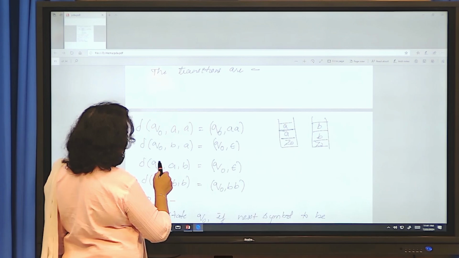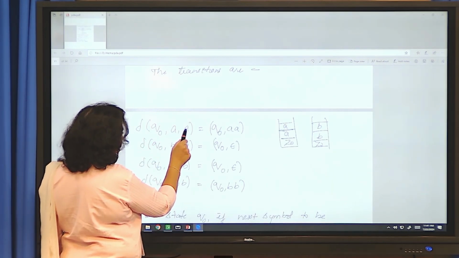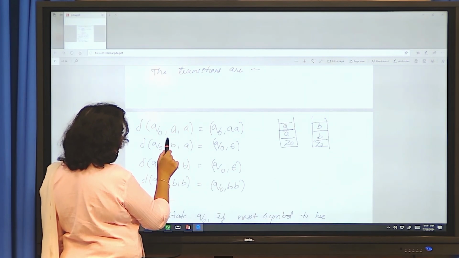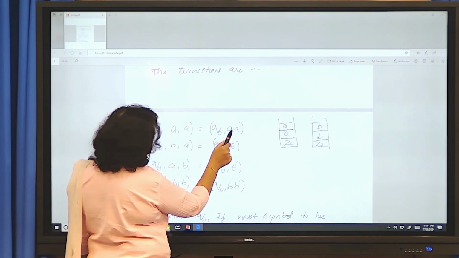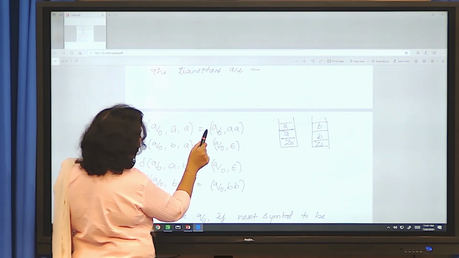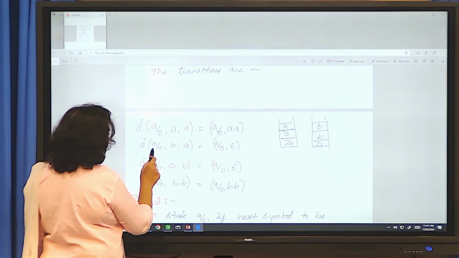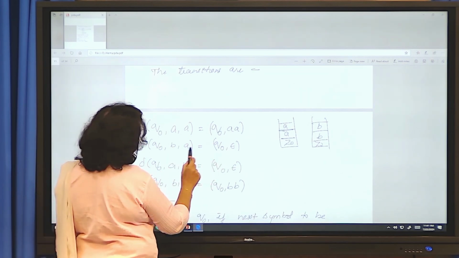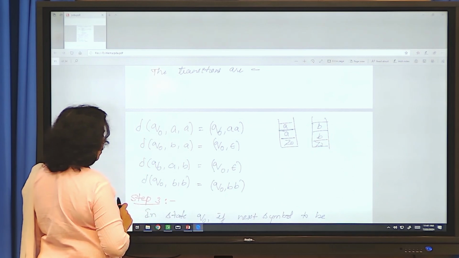Look at the transitions. Delta of Q0, this is the TOS. If TOS is A, input could be A or B. Both are A, push. Delta of Q0 comma A equal to Q0 comma AA. Look at this, one is B, one is A. Pop. Remain in Q0, pop. So this would be equal to epsilon.